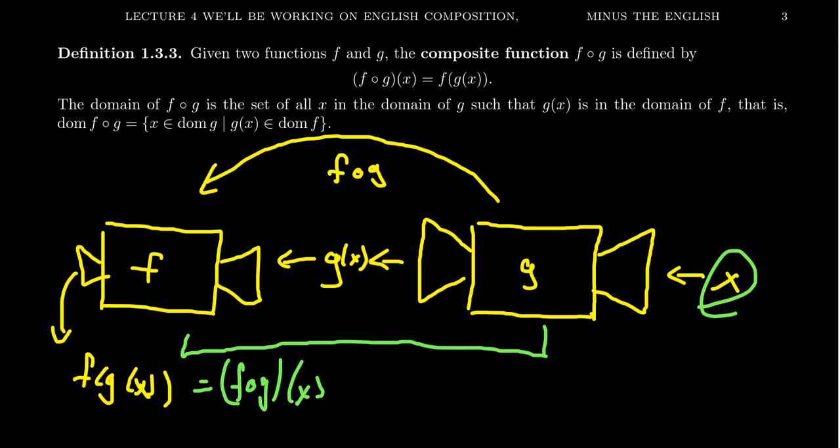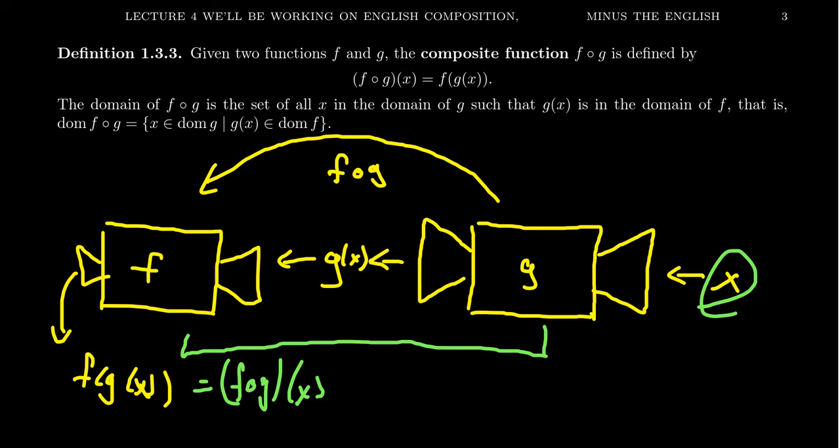With our soda analogy, we can only accept things which can hold 8 fluid ounces of soda. So bottles, bowls, buckets are things we could shove inside there. If we shove a cat inside of g, it'll be a very upset cat. It will not fill up with soda. It will not function correctly. So cat is not inside the domain of g. So anything that goes inside of f of g has to first fit inside of g.